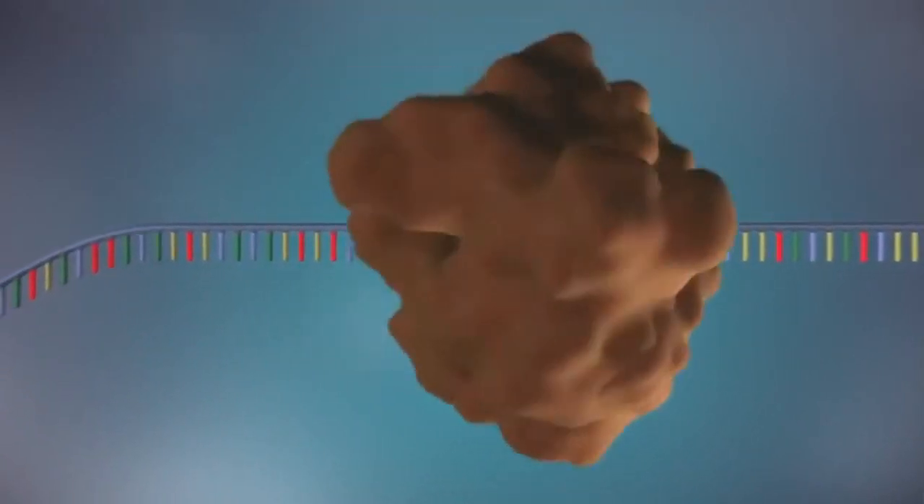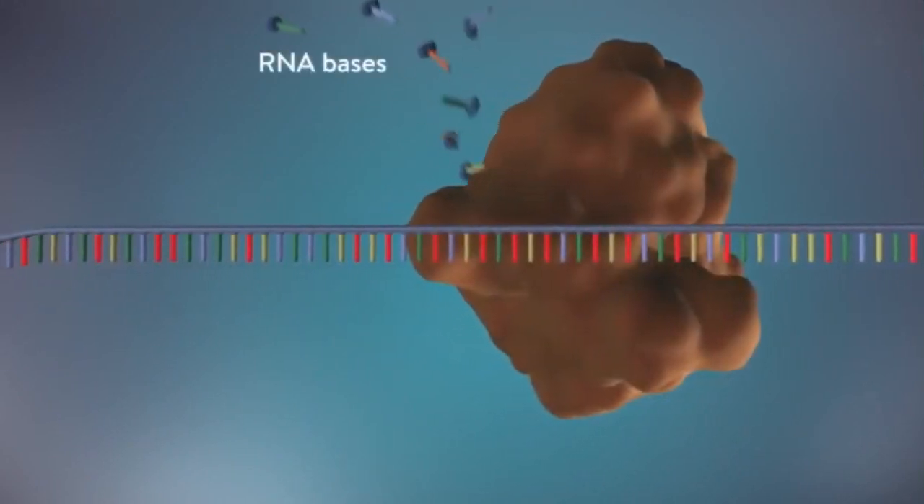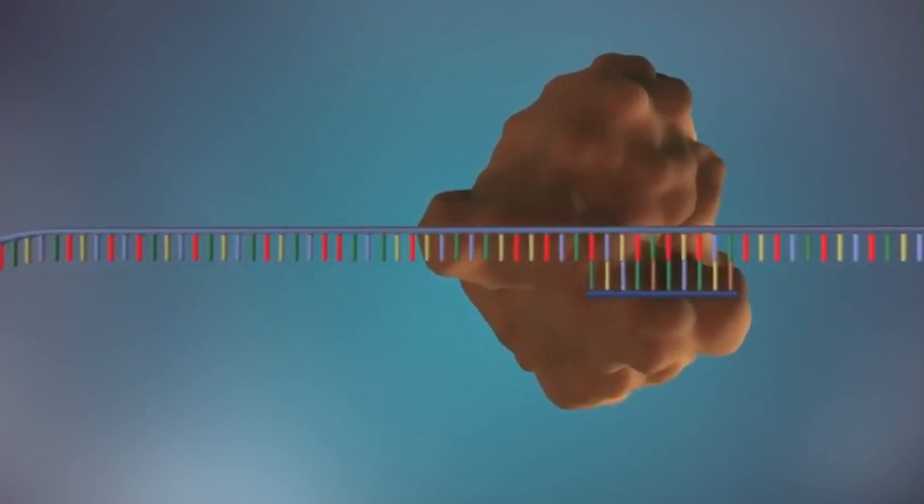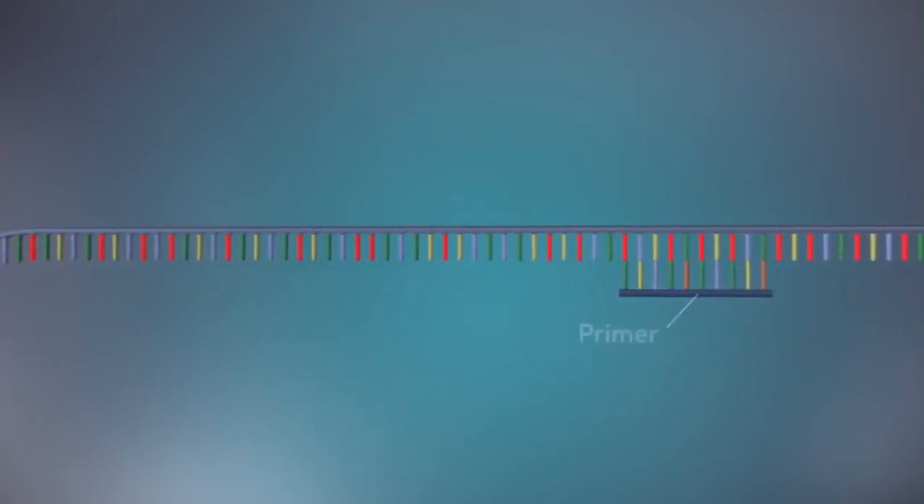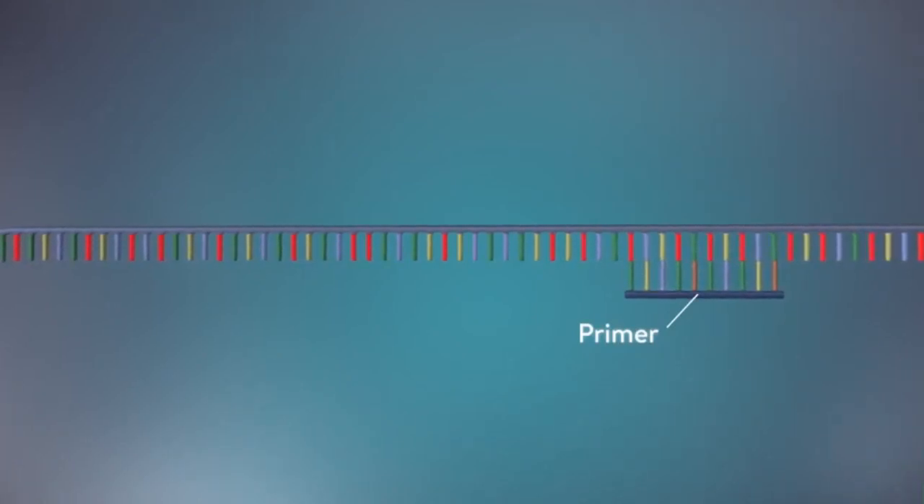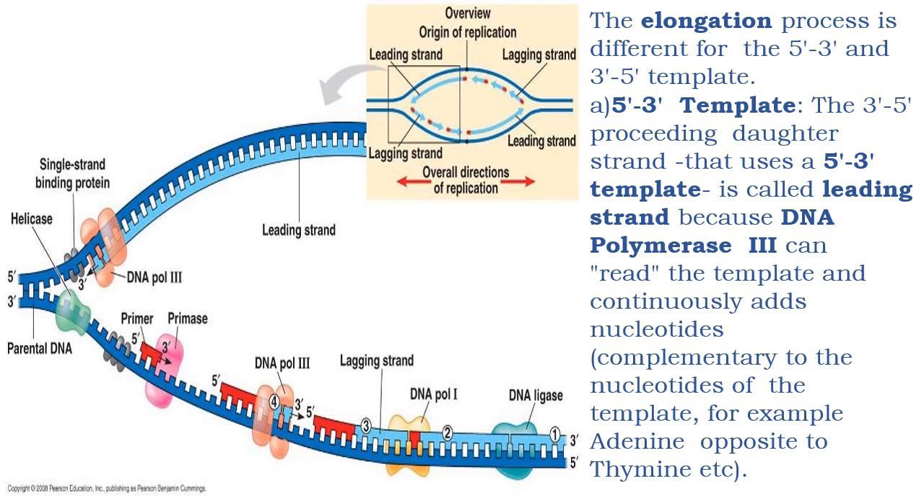An enzyme called primase starts the process. This enzyme makes a small piece of RNA called a primer. This marks the starting point for the construction of the new strand of DNA. The replication is totally different for both the strands.